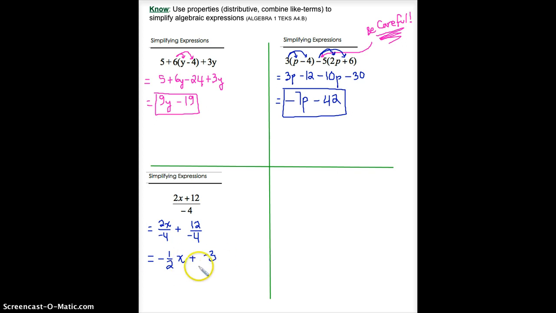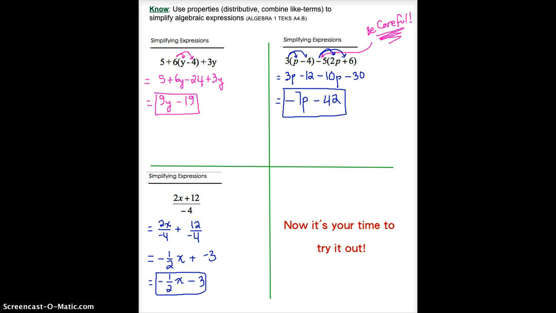And your final answer can be left like that, or you could write it a little more fancy by turning the plus a negative into a minus sign. So I will end up having -1/2 x minus 3. And since these two terms are not like terms, they are considered final. Okay, so this would be my simplified expression of this expression.